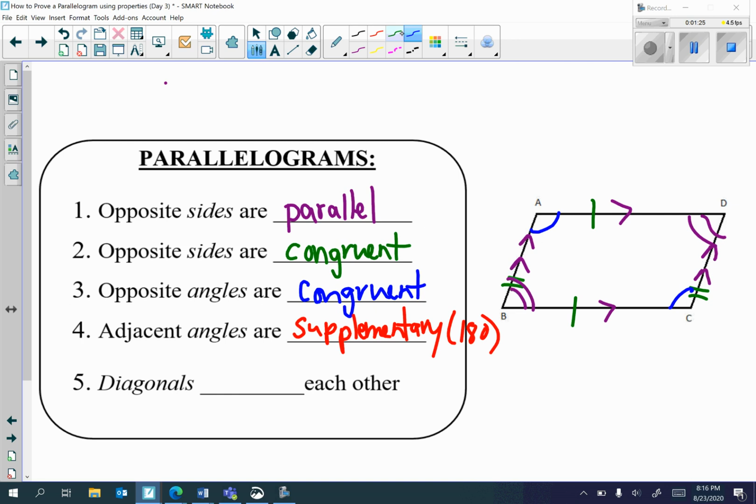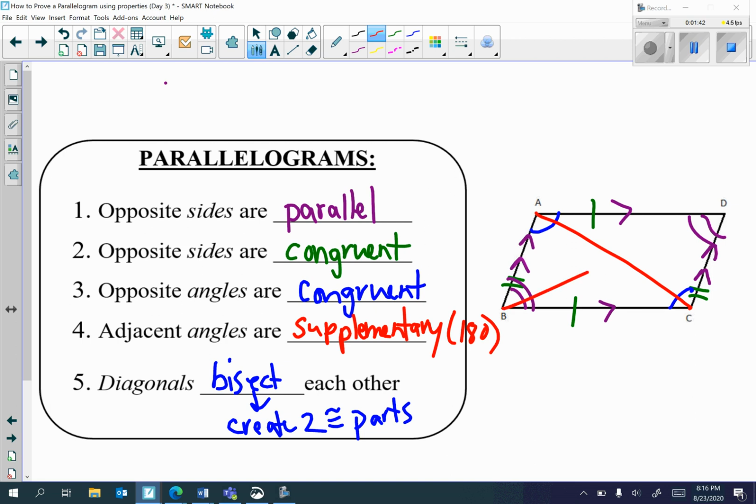And finally, diagonals bisect each other. And remember what the word bisect means. We create two congruent parts. So if I were to draw in the diagonals, AC is a diagonal, BD is a diagonal, I would create a point, let's call it E. AE would be congruent to EC, and BE would be congruent to DE. Those are the 5 properties of a parallelogram.